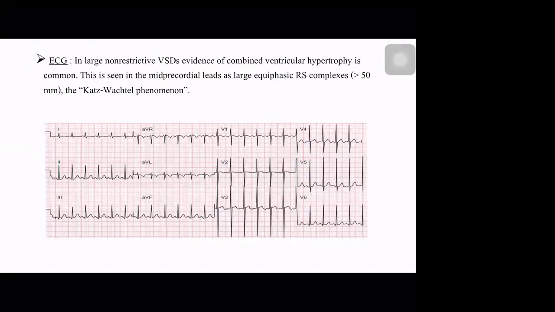What about the characteristic feature of ECG? In large non-restrictive VSD, there is evidence of combined ventricular hypertrophy, that is biventricular hypertrophy. This is seen in mid-precordial leads as large equiphasic RS complexes, which is also known as Katz-Wachtel phenomenon. As you can see in this picture, in V2, V3 and then V4 also, there is equiphasic RS complexes.